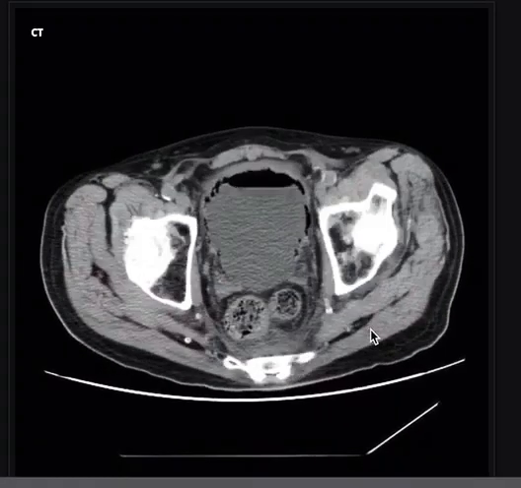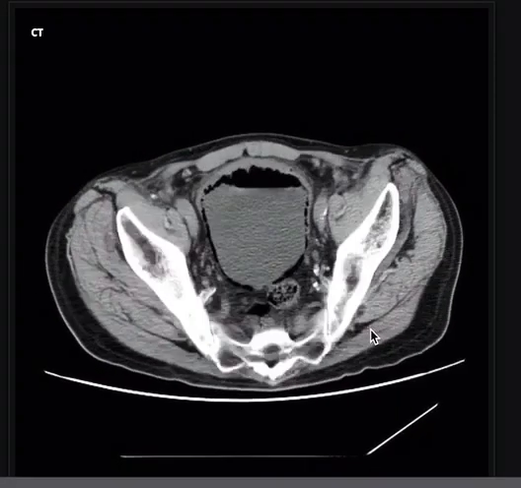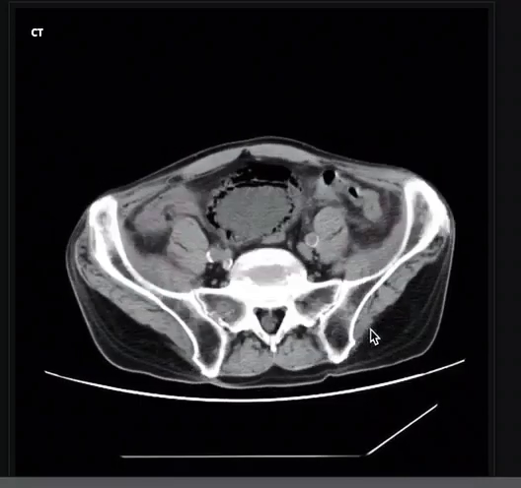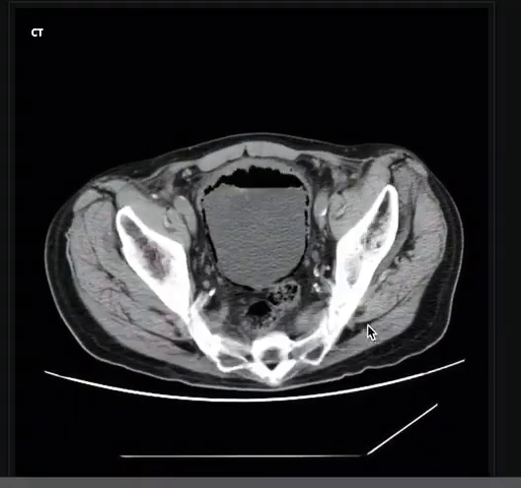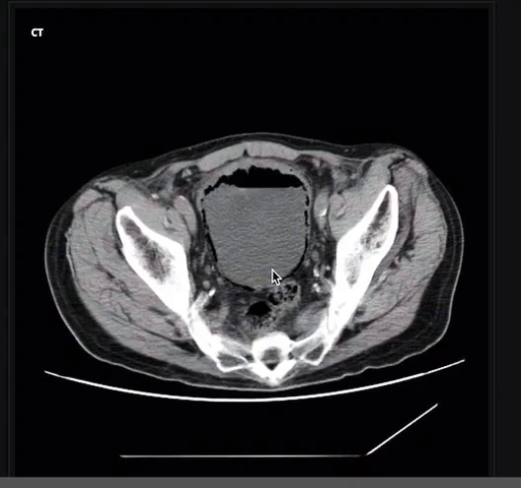This is non-contrast CT of the pelvis for the same patient. It confirms the presence of air density within the wall of the urinary bladder as well as within the lumen of the bladder, forming air fluid level, confirming the radiographic findings.